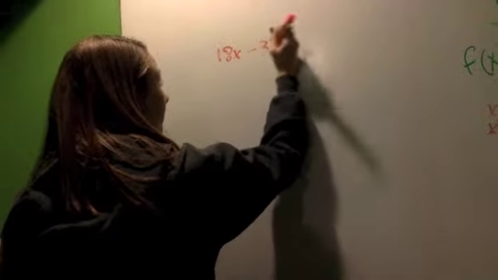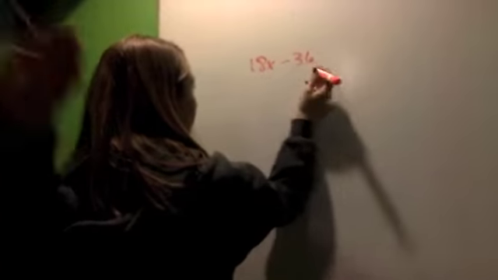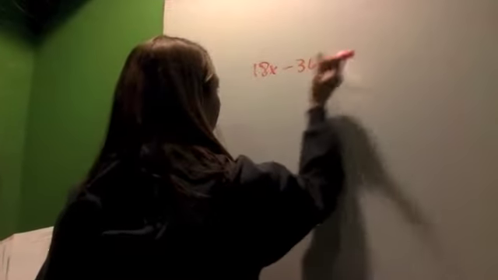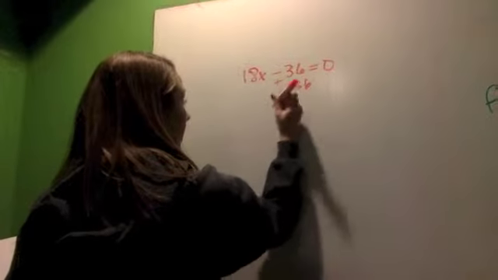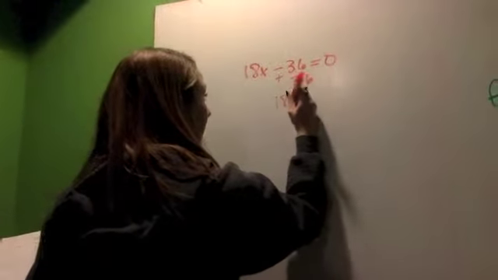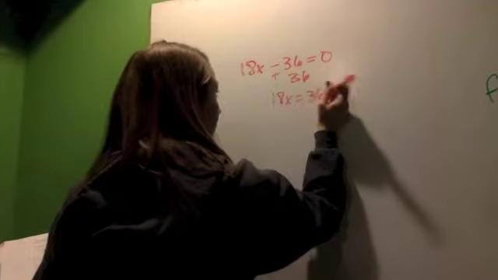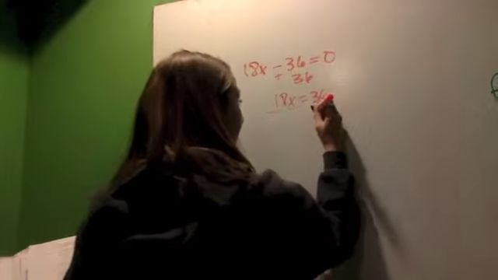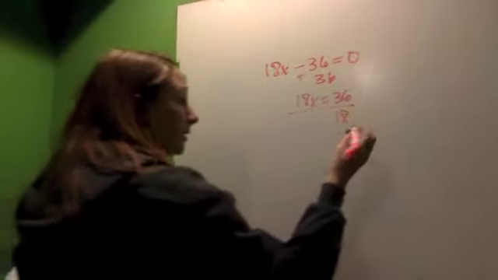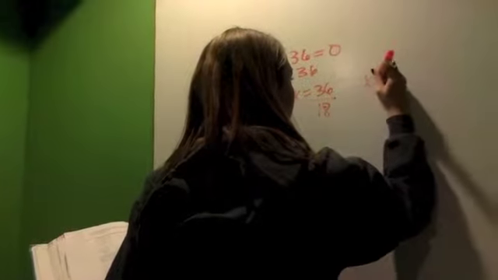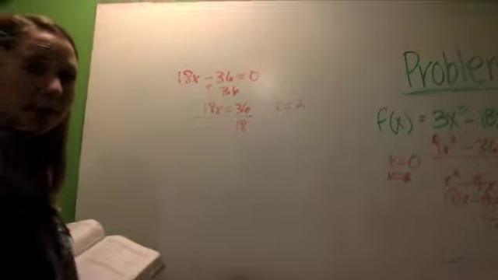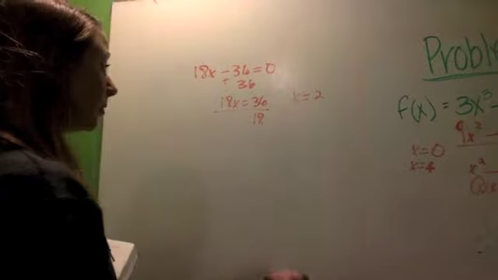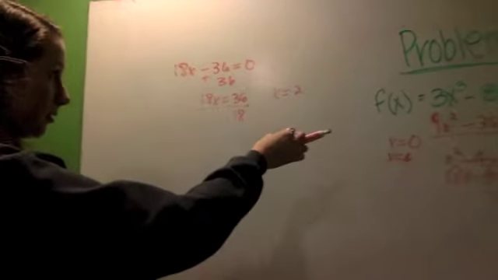Minus 36. So you set that equal to 0. Then add 36, and then 18x equals 36, and then divide by 18, and x equals 2. So now you have all of your x values. So just like before, you just have to plug them back into the original equation.